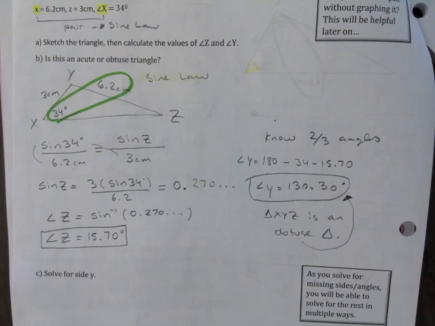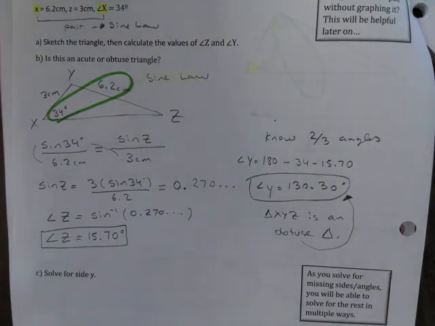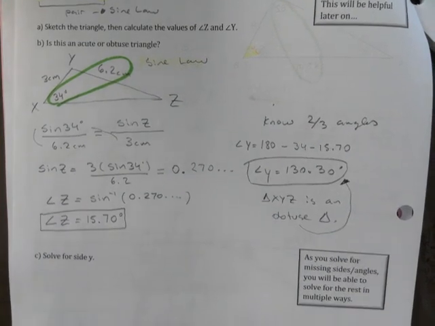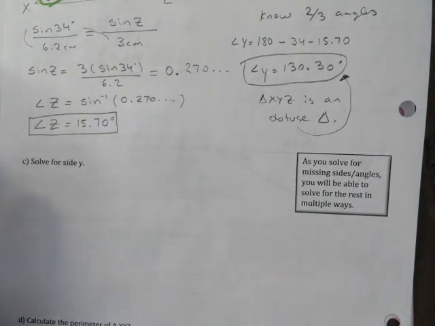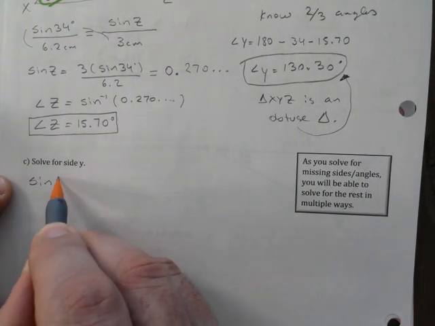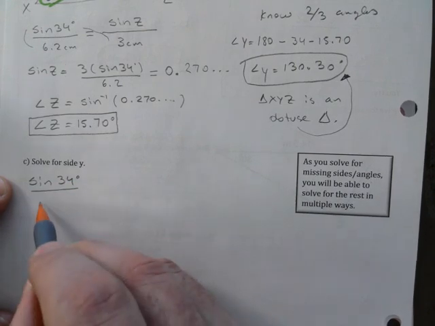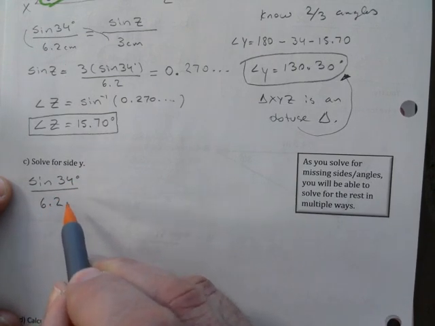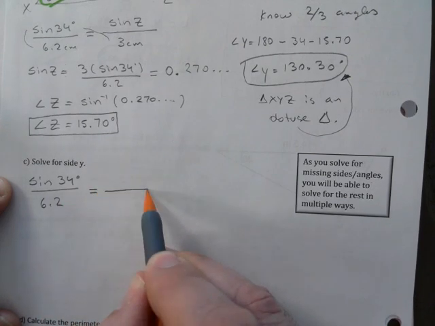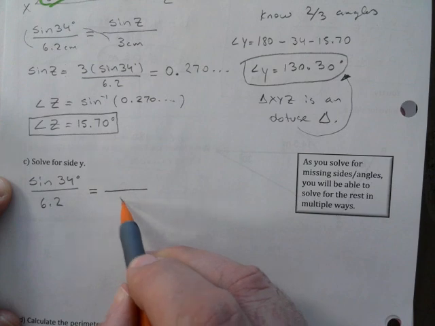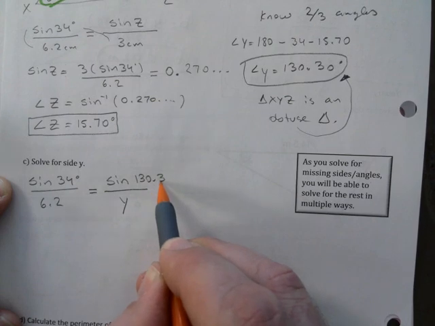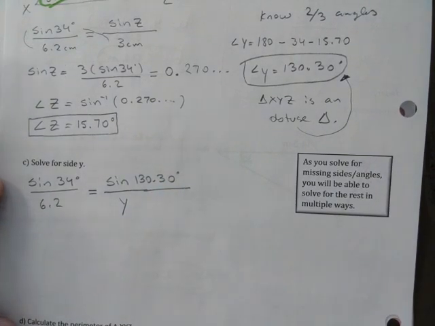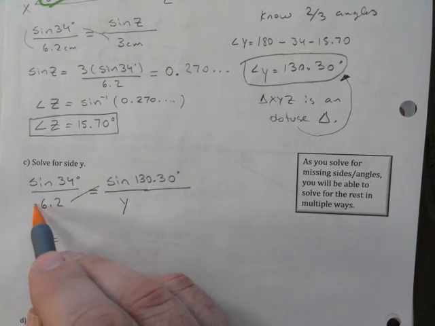And now to review, I'm going to solve for side Y. So we solved all angles and I want to mix it up. So sine of 34 degrees over 6.2, that's my known pair from the very top. And then if I want side Y, I need to use the angle across from it, which I just calculated. So there's an obtuse angle, no big deal. Cross multiply and divide.